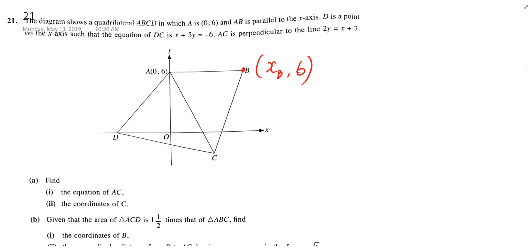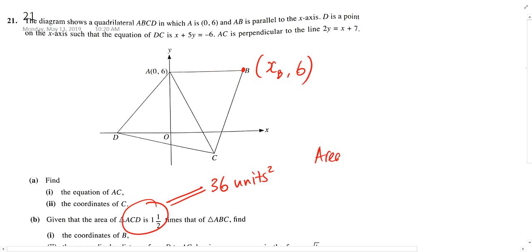What question are we doing? B part 1, right? Okay. The area of ACD is 1.5 times that of ABC. What is the area of triangle ACD first? What do you have? 36. And this is supposed to be 1.5 times ABC. So area ABC equals 24.